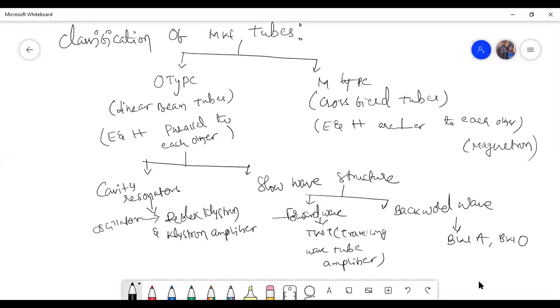So according to our syllabus, you have to learn about the Klystron amplifier, reflex klystron, TWT, and magnetron. These are the four topics mentioned in our syllabus. Right?